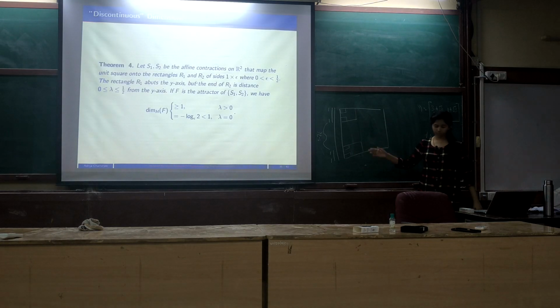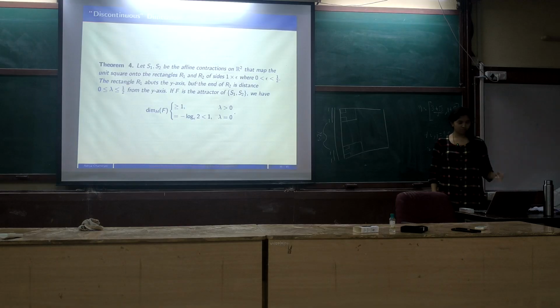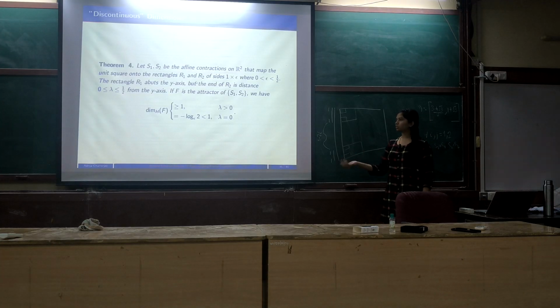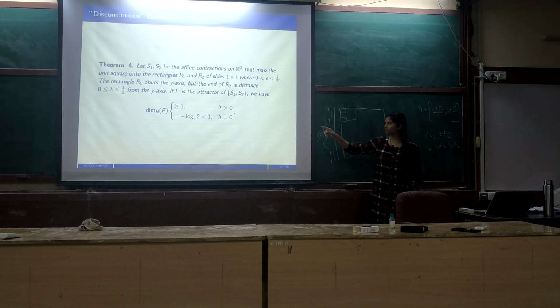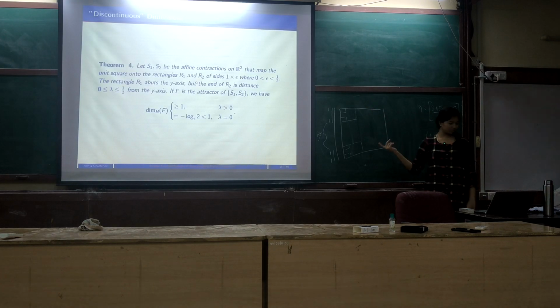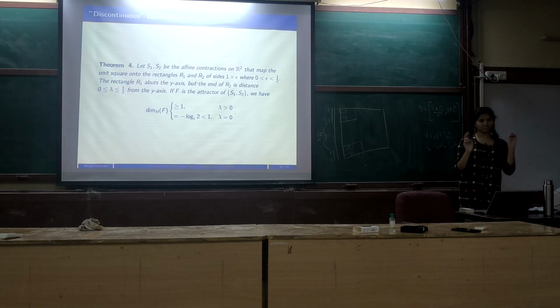So the dimension of this will be your log 2 by minus log of epsilon, the box dimension, and that will be equal to the Hausdorff dimension. So the dimension of this set will be your log 2 by log 1 by epsilon, which is obviously less than 1 as epsilon is less than half. So we saw that the dimension is kind of discontinuous.